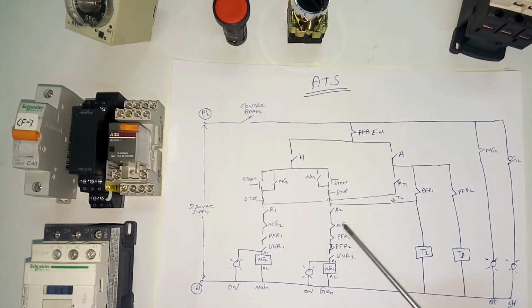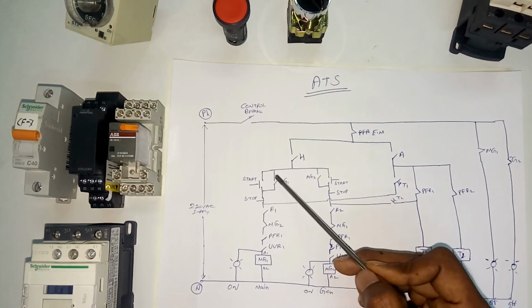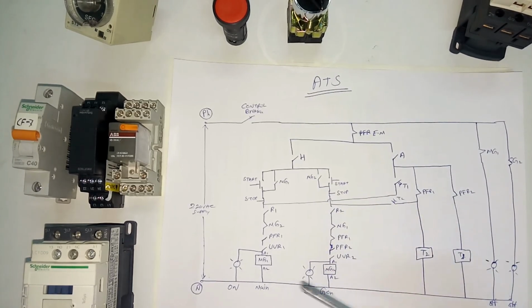Here one extra point is available: the PFR1's common points are also available. That means whenever the main supply fails, then only we can operate the generator supply. That's why we are providing the PFR1 and then PFR2, the same as for the main supply, and UVR2 for the generator supply. These points are the same as what we saw last time for the main. So the same thing: we can operate the main and generator using this circuit.